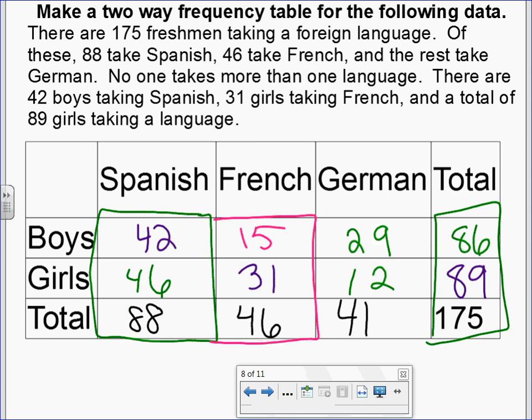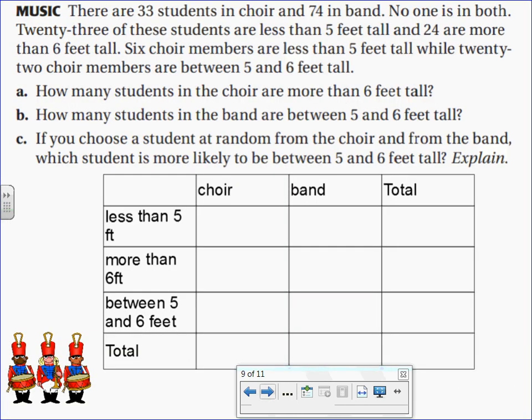This music one is tricky because some of the numbers they write out as words. But it's okay. We'll figure it out. So what I mean is like right here, 23 and 22. It's kind of a pain when they do that. All right. There are 33 students in choir and 74 in band. Where do you think I should put those numbers? In the total, at the very bottom. So 33 in choir, 74 total in band.